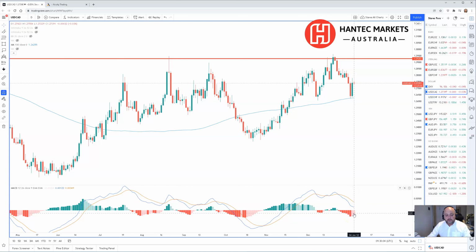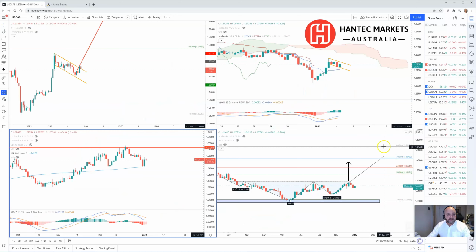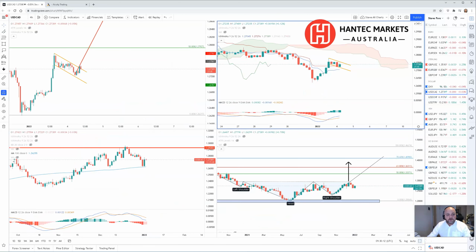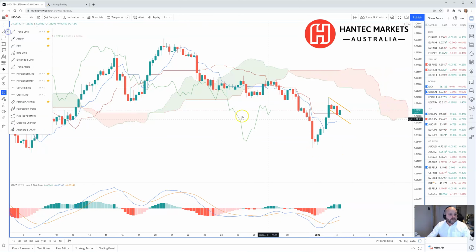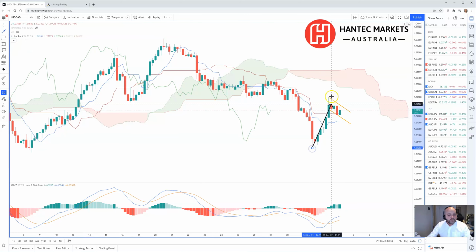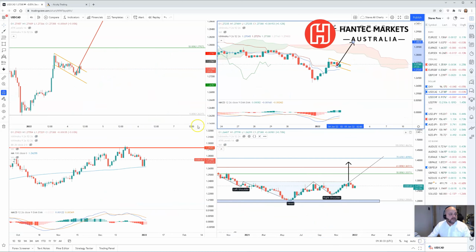We see momentum slowing ever so slightly on the bearish momentum on the MACD indicator. On the 4-hour chart, we are still below the Ichimoku cloud, so that's one to be aware of. We've got a potential bullish flag formation. The measured move target of this formation, if we do manage to break above there, get to the upside, would take us above the 4-hour Ichimoku cloud up to 128.80.